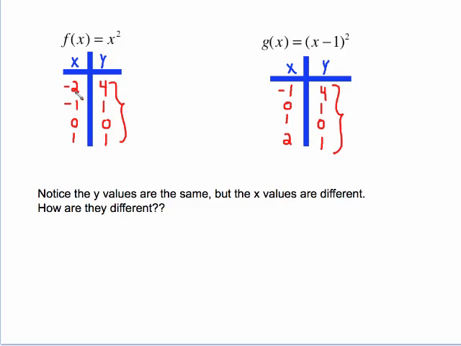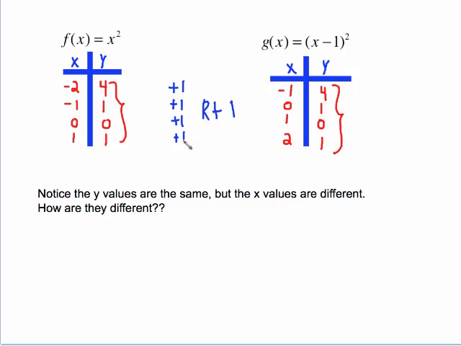The x value used to be -2, now it's -1. What happened to -2 to make it become -1? We added 1 to it. What happened to -1 to make it become 0? We added 1 to it. Same thing for the rest of this. 0 plus 1 gives me 1, and 1 plus 1 gives me 2. So this configuration gave us a positive 1 right here, which correlates to the fact that we're going to move it to the right 1. Okay, so the y values stayed the same.